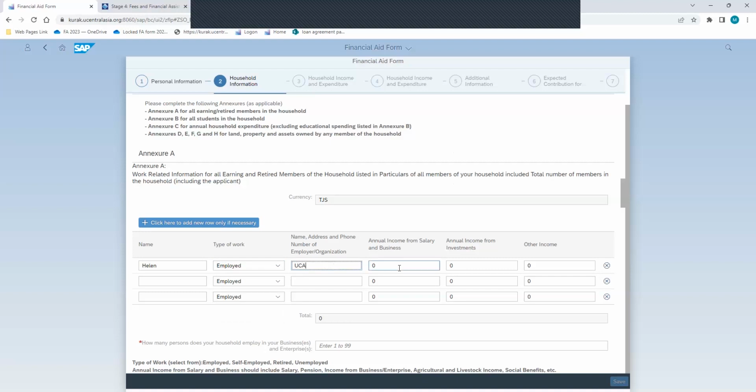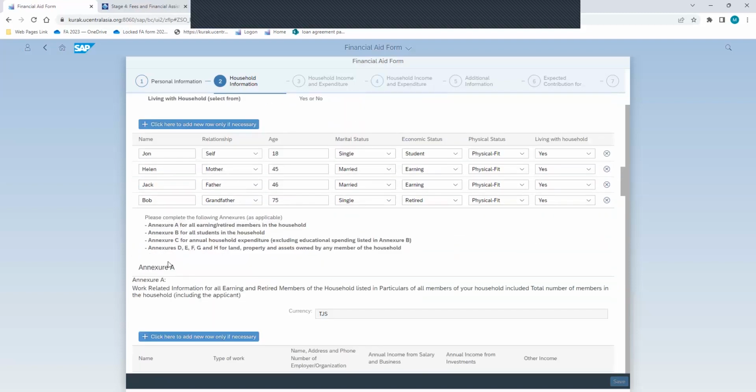And annual household income in Tajik Samani, don't forget, because I've chosen my citizenship as Tajik. For international students, it has to be USD, and all the application is going to be in USD, as I already mentioned. So annual income from salary and business. Assume I'm having 20,000 of annual income, and I don't have any other investments. I'm leaving it. No other income is there, so I'm going to the next line, who is Jack.